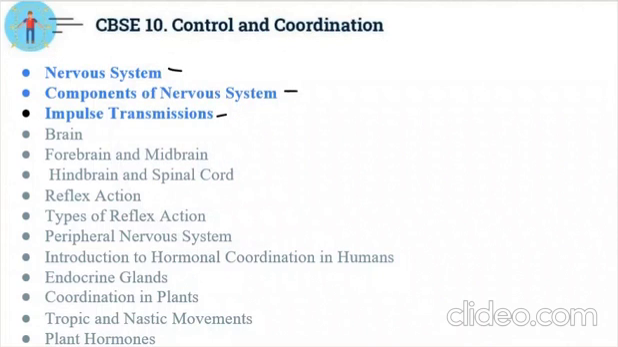In this chapter we also have the brain and its structure: forebrain, midbrain, hindbrain, spinal cord, reflex action, types of reflex action, peripheral nervous system. Then we will understand hormonal coordination in humans, our endocrine glands, coordination in plants, the movements in plants, tropic and nastic, and plant hormones. This is a little bit long topic, but we are going to cover it easily. So let's start with the first topic.